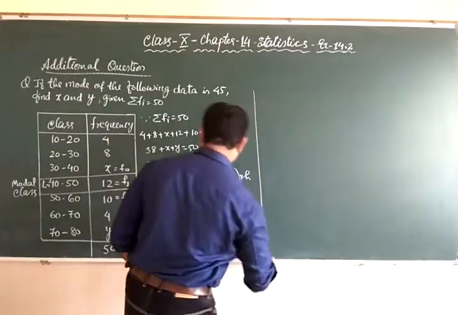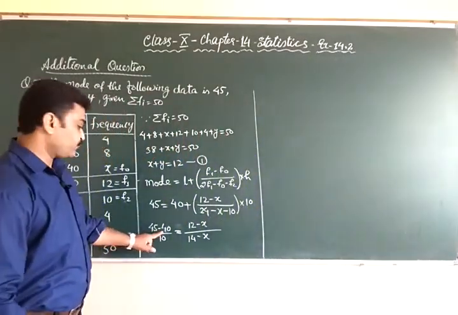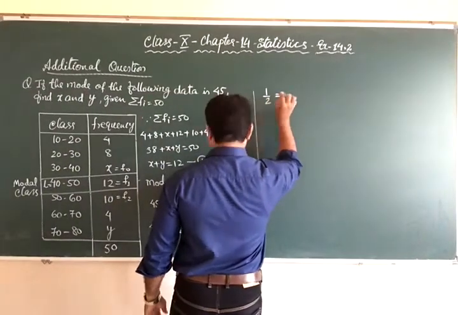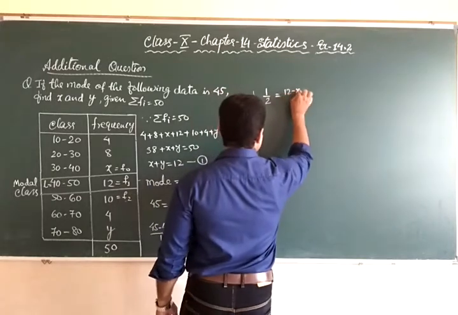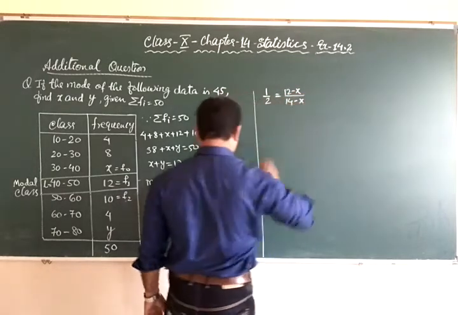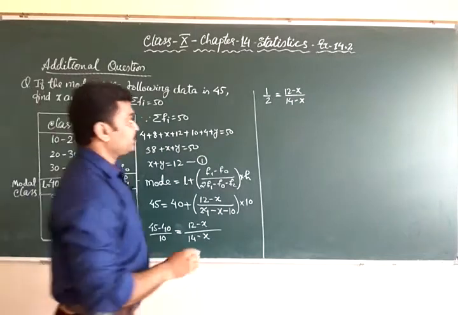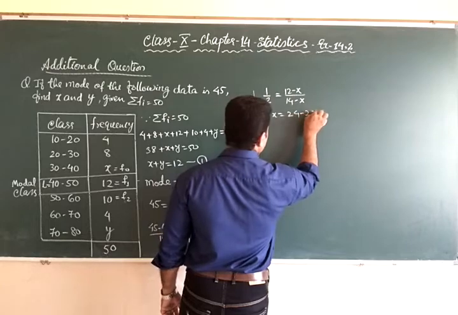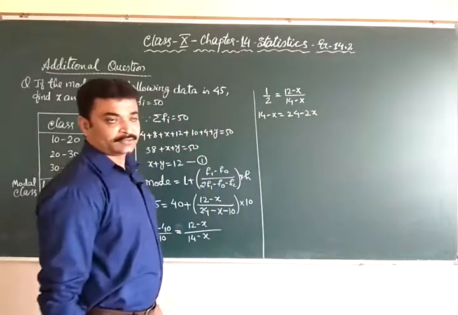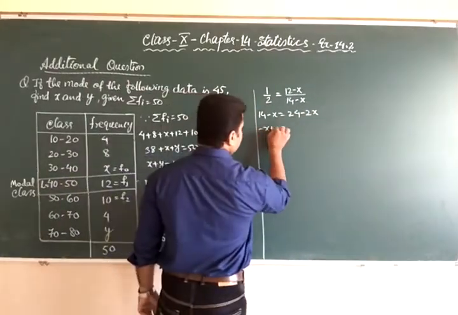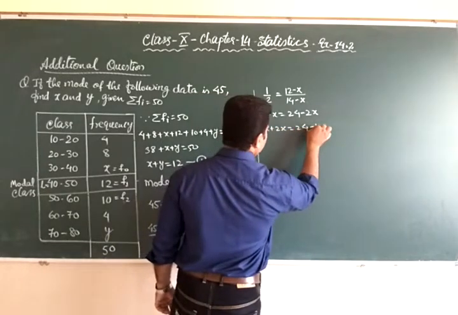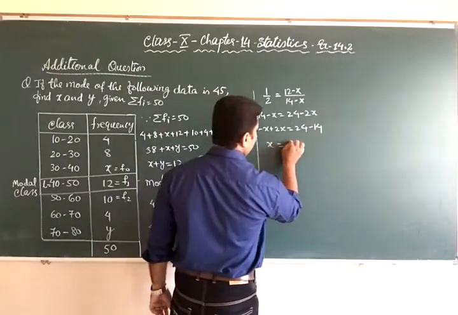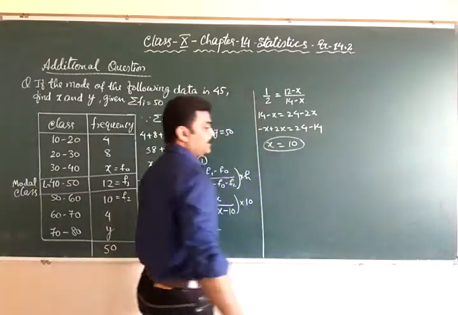Now 45 minus 40, that is 5 upon 10, that is 1 upon 2. Here 1 upon 2 is equal to 12 minus x upon 14 minus x. Now we will go with cross multiplication. So 14 minus x is equal to 24 minus 2x. Clear? So minus x plus 2x is equal to 24 minus 14. Here x is equal to 10. x is equal to 10.